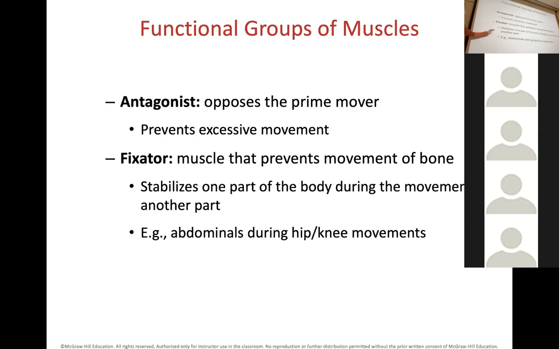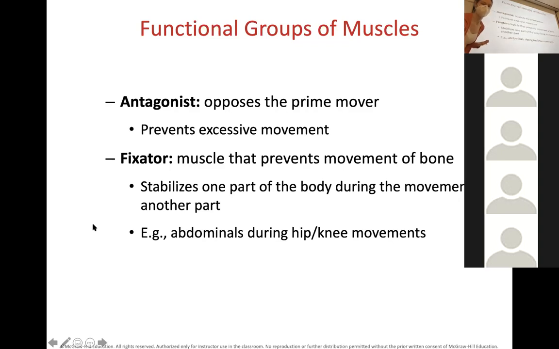But the fixator example for you to kind of relate something to is that when you're moving your hip or your knee, say you're lifting your leg up, you're using your abdominals to keep your body upright. If you didn't have your abdominals actually keeping your body upright and you tried to lift your leg, you'd kind of fall over because of that force. So your abdominals are really important fixator muscles. A lot of trunk muscles are important fixator muscles because they help just stabilize during different movements of the body. Okay, so those are the 4 functional groups of muscles.